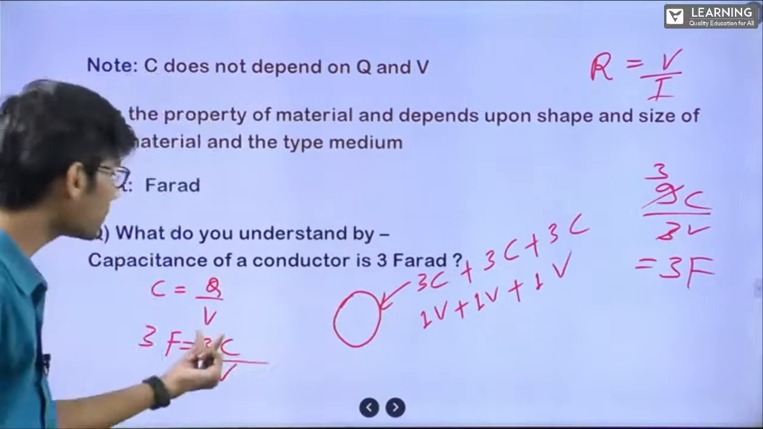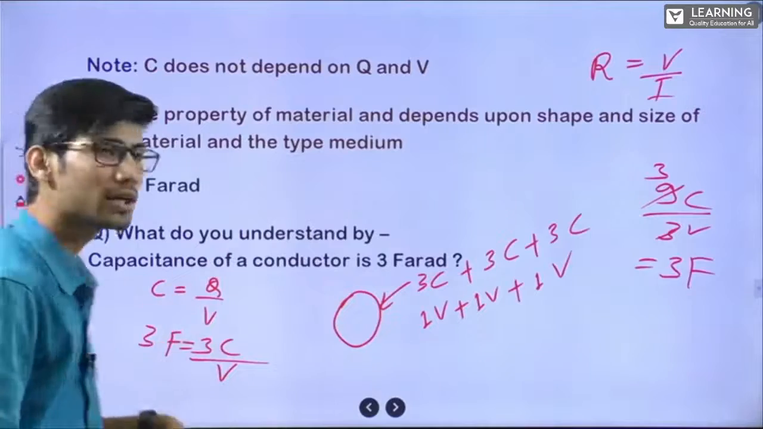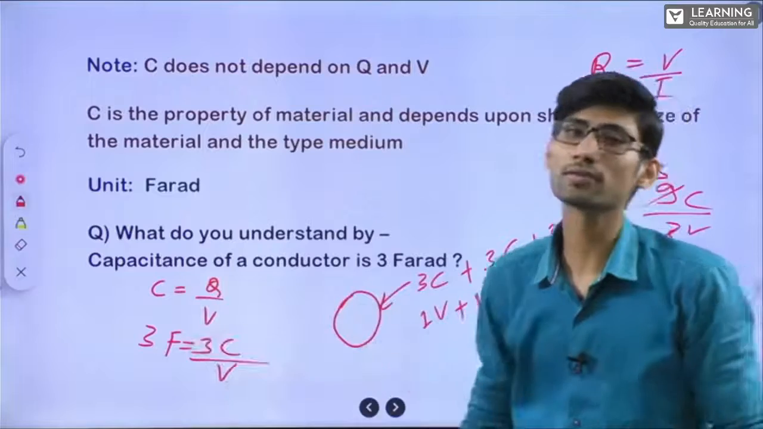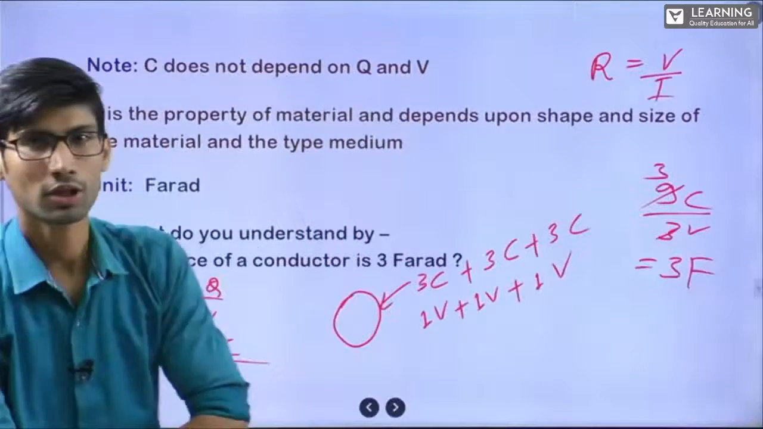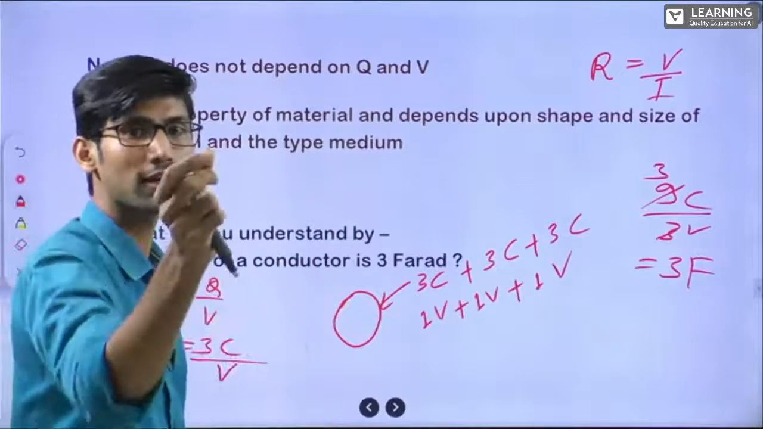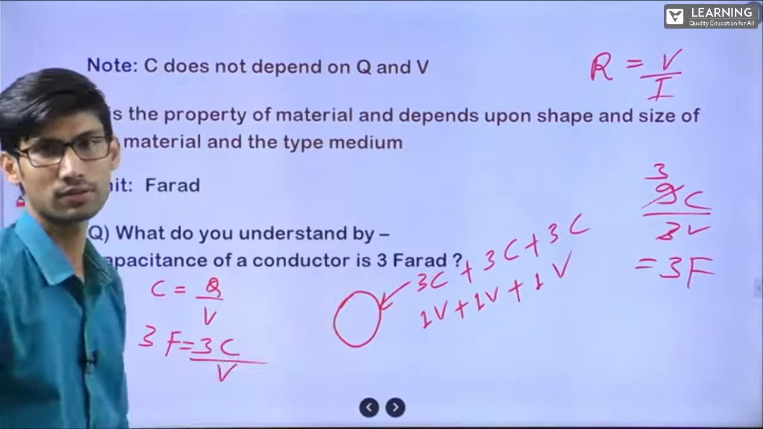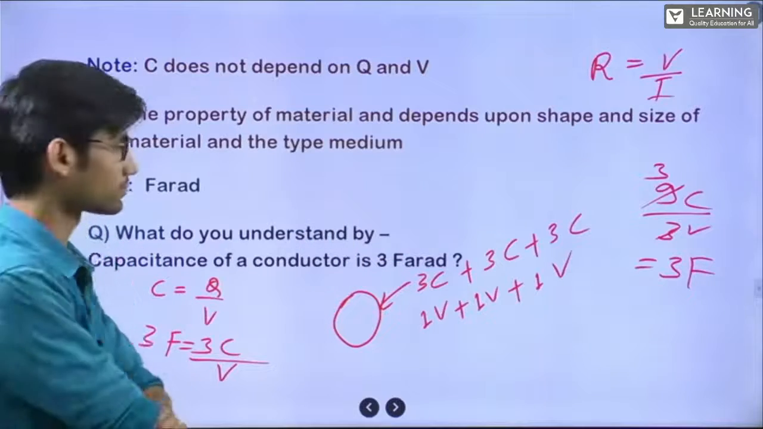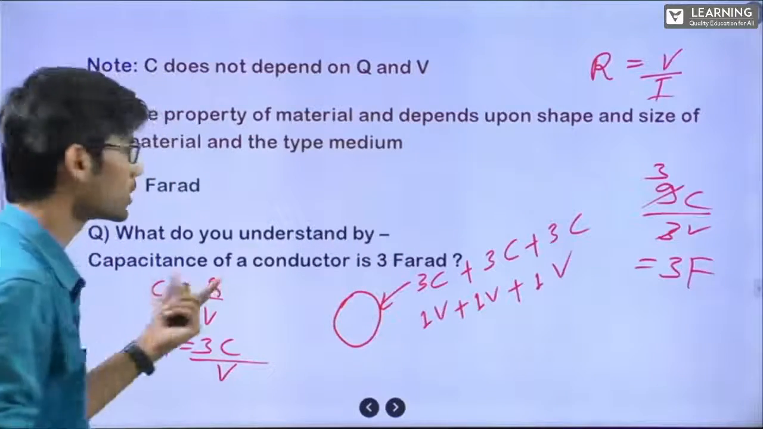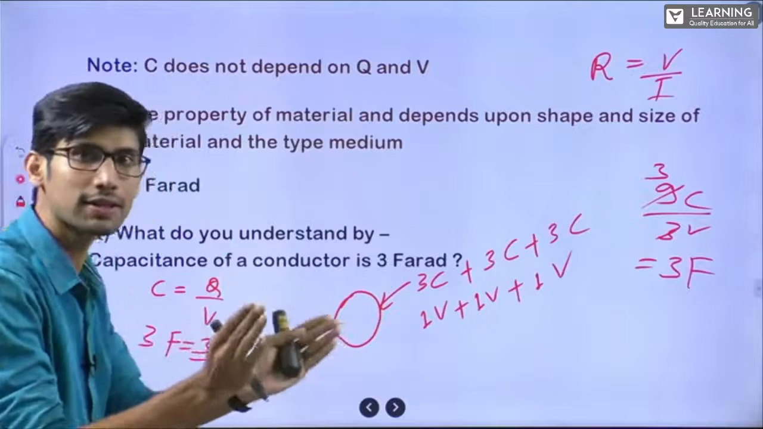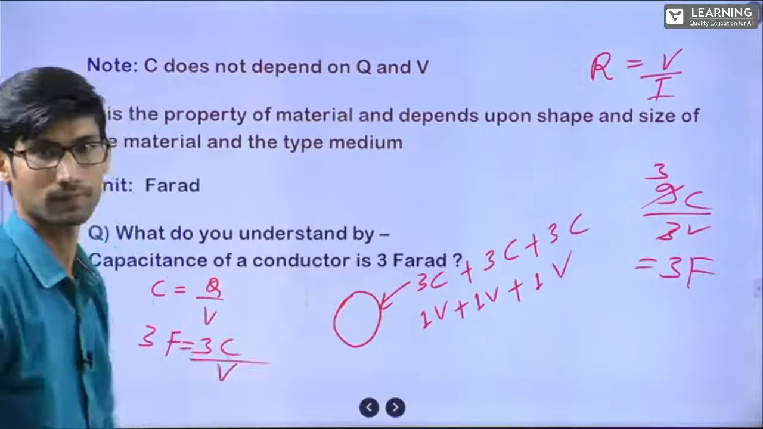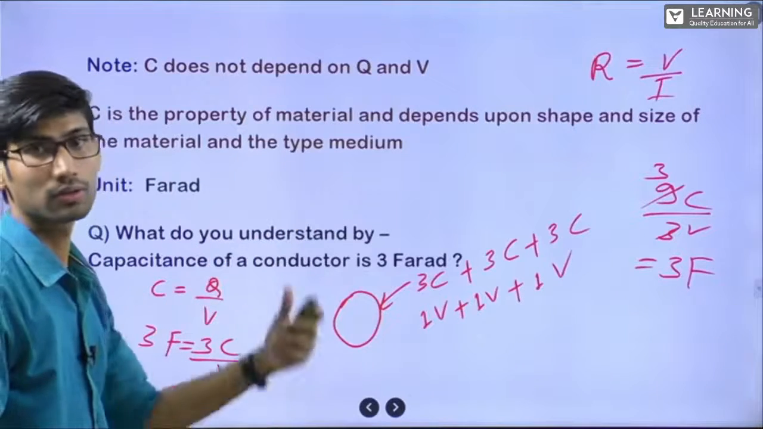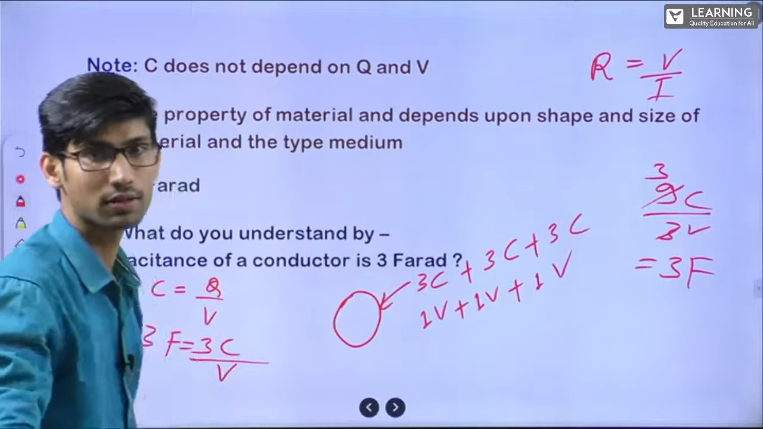So this charge and potential will keep on changing. If charge is increasing, potential is increasing. If charge is decreasing, potential is decreasing. Capacitance will always be constant. So at a particular instance, if you know the charge and potential of any conductor, you can tell the capacitance, because the potential will be according to the charge only. I hope you got this. Now you felt capacitance is constant. It does not depend on charge and potential. It depends on material, on the medium, on the shape and size of the material.